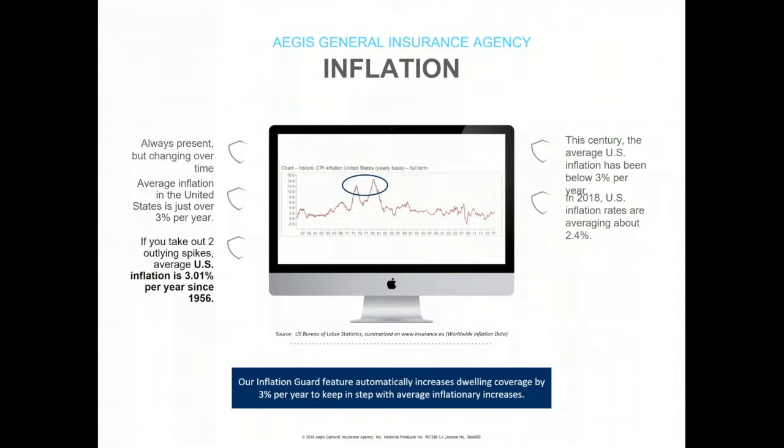This century, it's running slightly below 3%. Year-to-date, 2018, it's running about 2.4%. So it does fluctuate up and down.